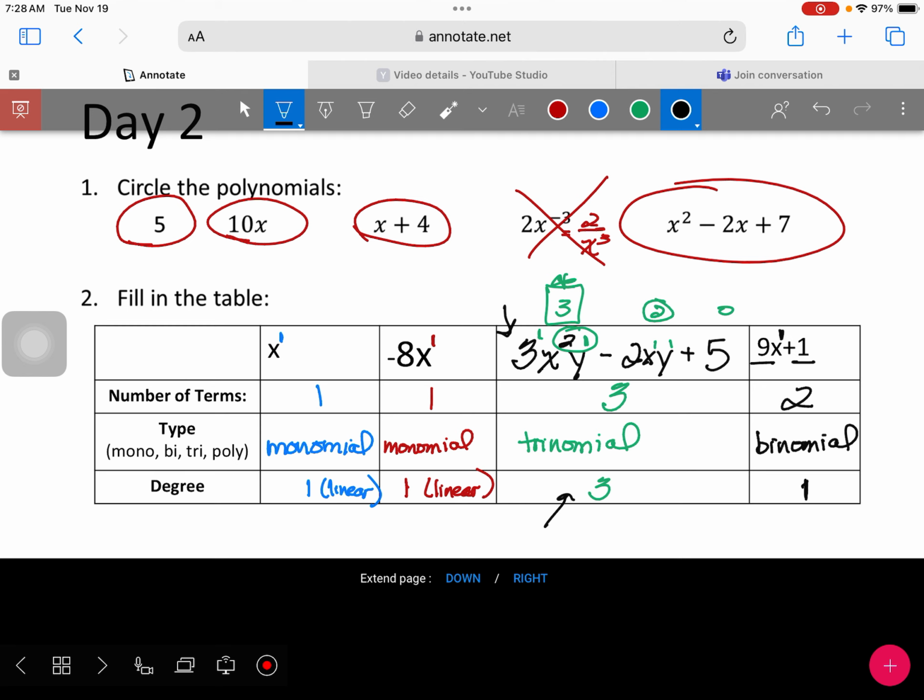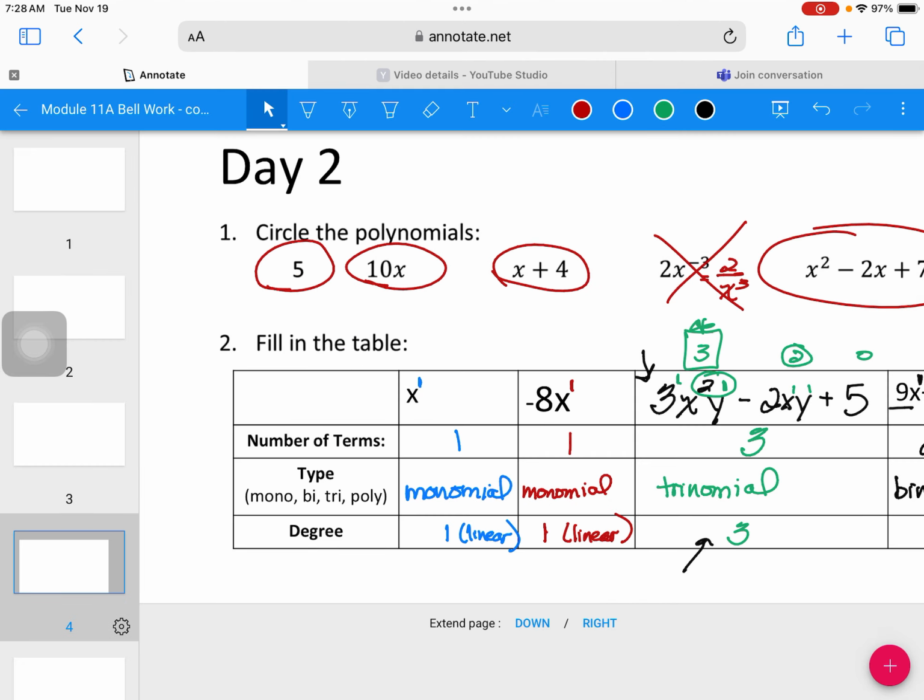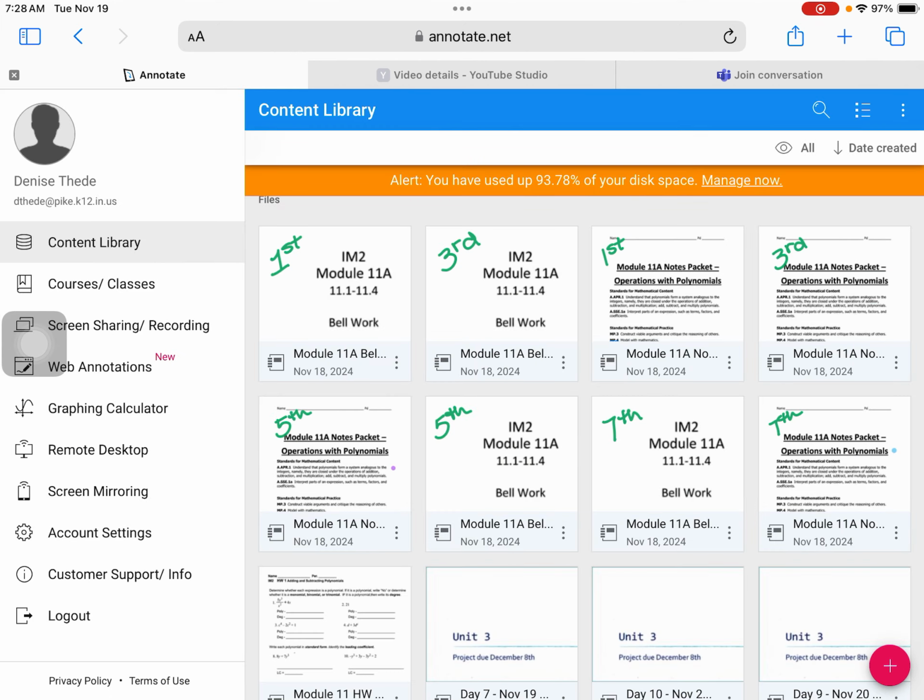All right, let's go to your notes. So that is a separate packet from this. It's got the balancing scale on the front.